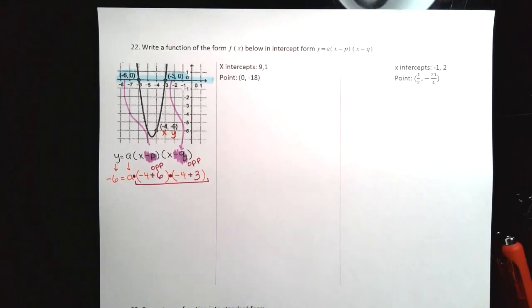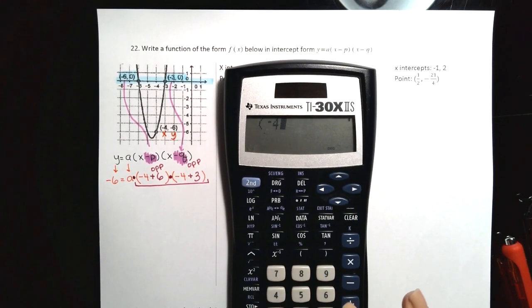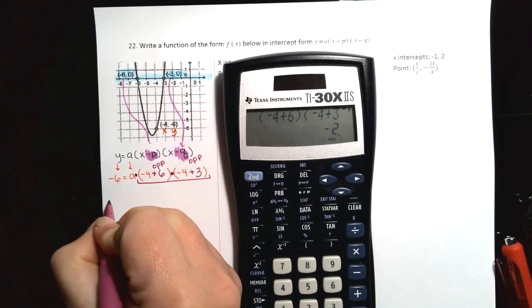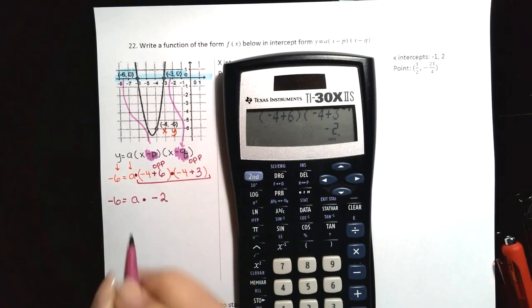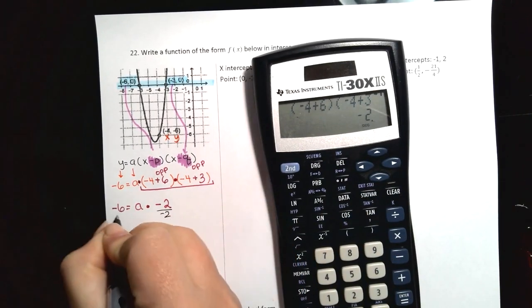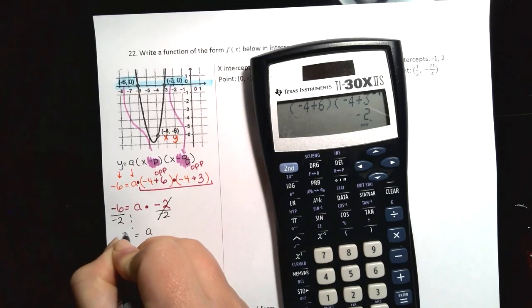So we can type this into the calculator and press enter. So I have negative 4 plus 6, close it. Open, negative 4 plus 3, close it. And I get negative 2. Negative 6 is equal to a times, put the little multiplication dot, negative 2, divide by negative 2. A is then equal to a positive 3.